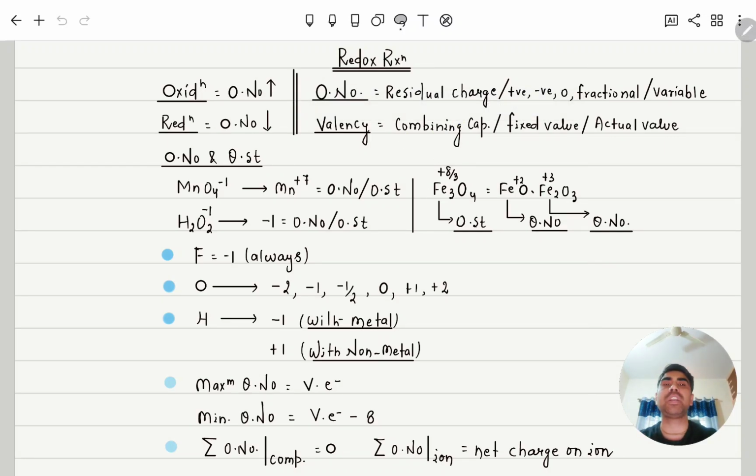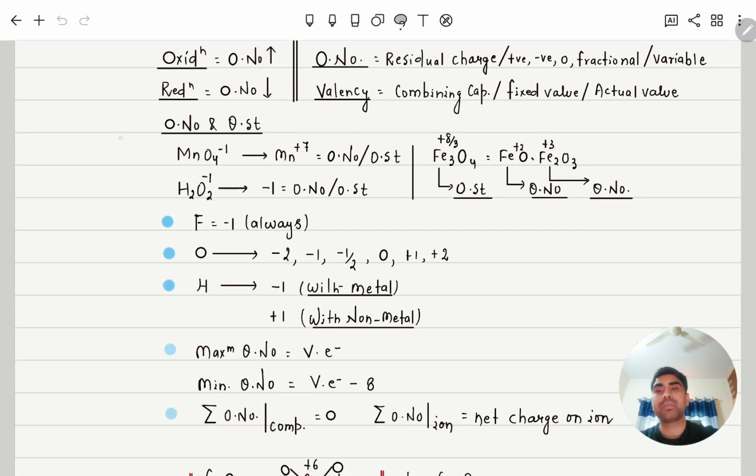Like oxygen, it is O minus 2. So what is its valency? Valency is 2, while the oxidation number is minus 2 in oxide form. For non-metals, how do we calculate valency? 8 minus valence electrons. Oxygen has 6 valence electrons, so its valency is 2, meaning it can form only 2 bonds. And it is a fixed value and an actual value, not variable like oxidation number.